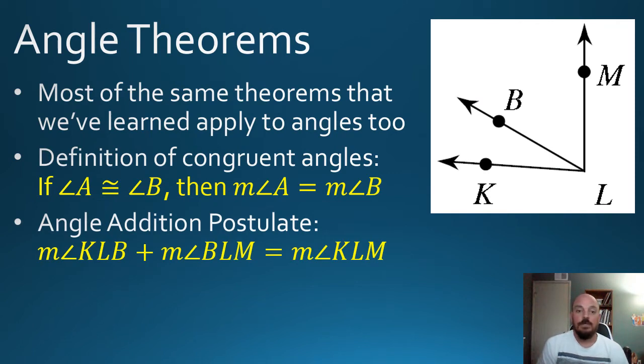Number two, angle addition postulate. Yesterday we had segment addition postulate. It said if you take two line segments and stick them together, the two pieces add up to the whole. Same thing here. In this picture, if I know what this angle is right here, let's say that's 30 degrees, and I know what this angle is right here, let's say that's 60 degrees, I add them up and the whole thing is 90 degrees.